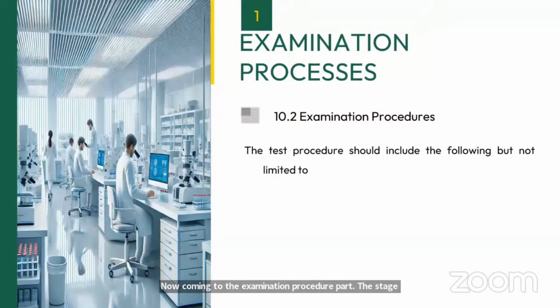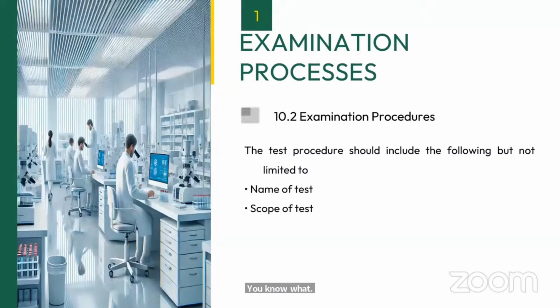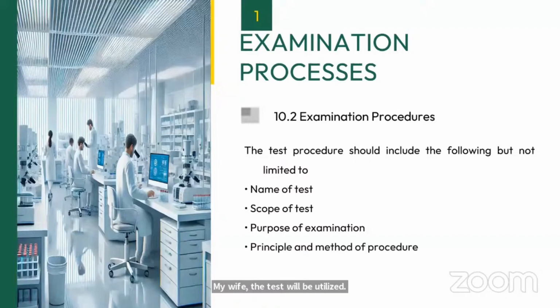So examination procedures, as I already mentioned, are the standard operating procedures, which should be written in very simple language, and your staff must be trained in all the standard operating procedures. So what are the important things you should include in the SOPs? Here we have certain recommendations. What are the minimum important points we should include in our SOPs? Name of the test should be included. Scope of the test: the scope of the test is for what purpose the test will be utilized. Purpose of examination: what will be the application of the test?